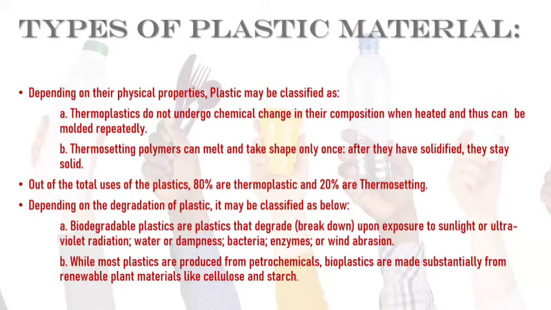Another types of plastic are classified as below: biodegradable plastics and bioplastics. Biodegradable plastics are plastics that degrade in the presence of sunlight or ultraviolet radiation and water or dampness or bacteria and enzymes or wind abrasion. And bioplastics are made from renewable plant materials like cellulose and starch.